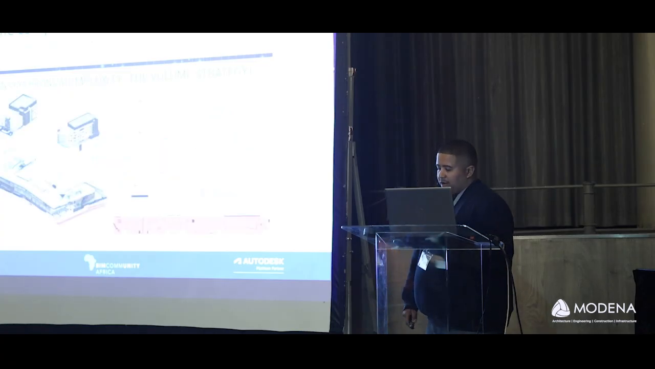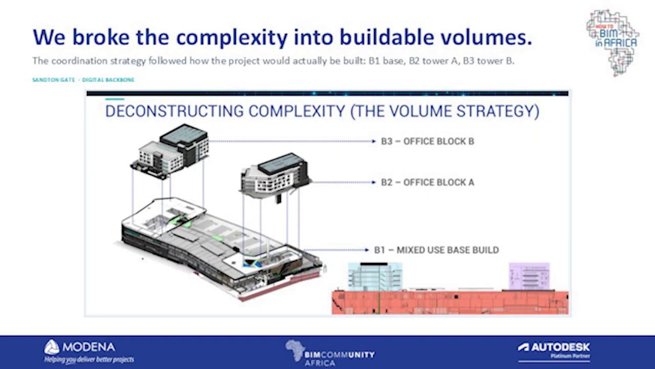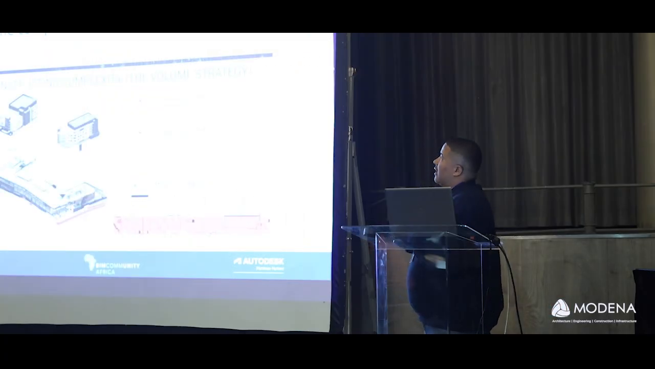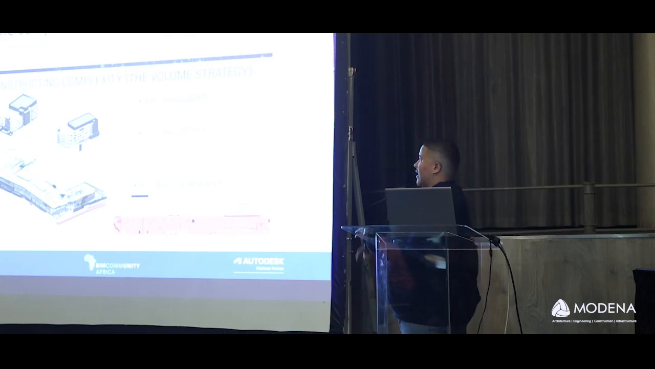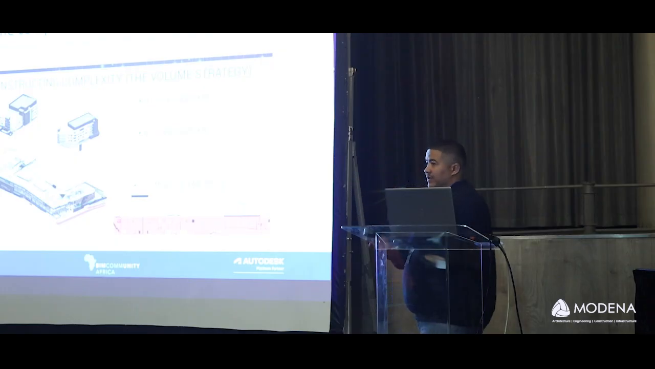We then broke the complexity of the building, because it's quite complex. You have your mixed use base build with 2 office towers. So again, there's enriched data. So having to break this up, especially when it heads to our coordination as well. So we have the mixed use base build, which is more your office, retail, then after you 2 office towers, which is B2 and B3.